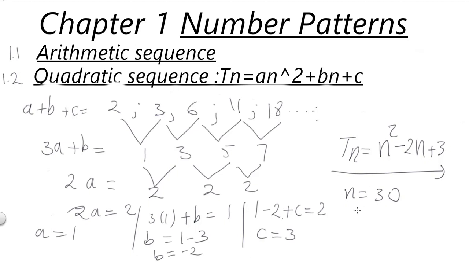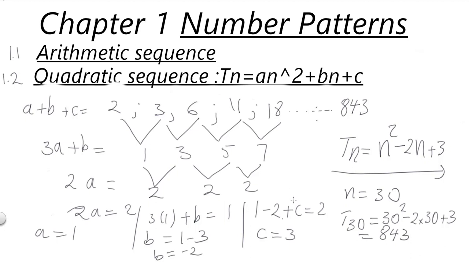So when n is equal to 30, you'll see T30 will be 30 squared, minus 2 times 30, plus 3. So this will give you 900 minus 60, which is going to give you 843. So somewhere here we have a sequence which is like this. Can you see?